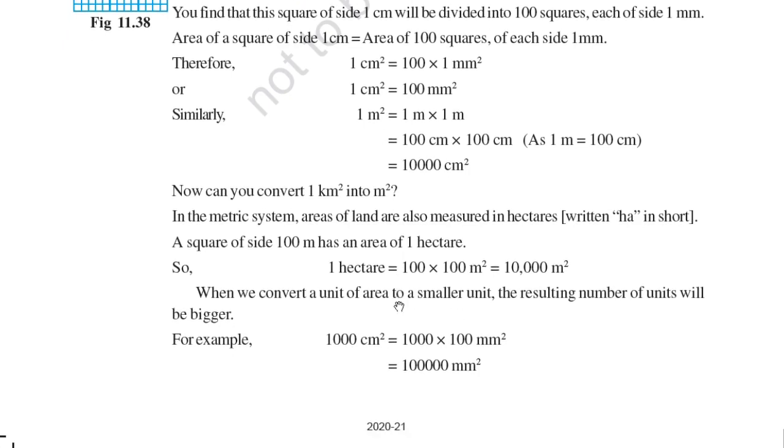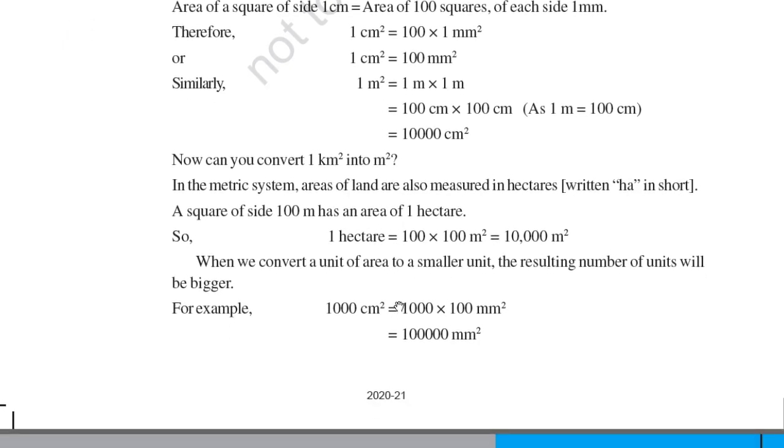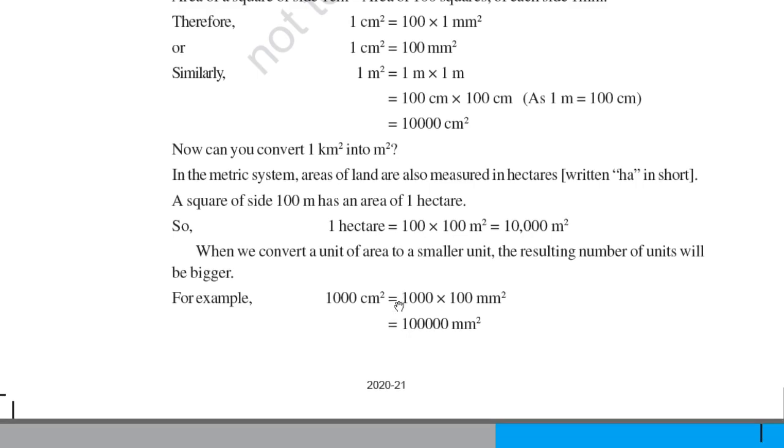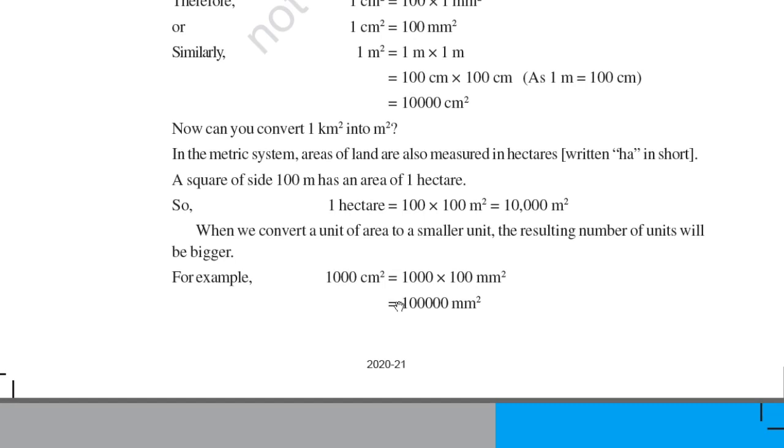So in the metric system, areas of land are also measured in hectares, written as ha in short. A square of side 100 meter has an area of 1 hectare. So 1 hectare is equal to 100 into 100 meter square, that is 10,000 meter square.